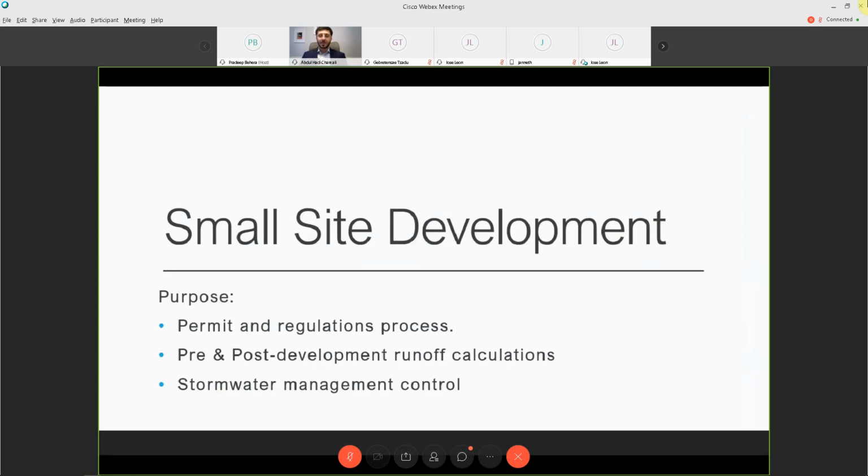Now our second project throughout the year was small site development, where we had to learn the permit and regulations process and try to understand it. Then we had to remind ourselves of how to get runoff calculations for what was coming ahead of us. And the third part was stormwater management control, just to know how to control our stormwater. Next slide, please.